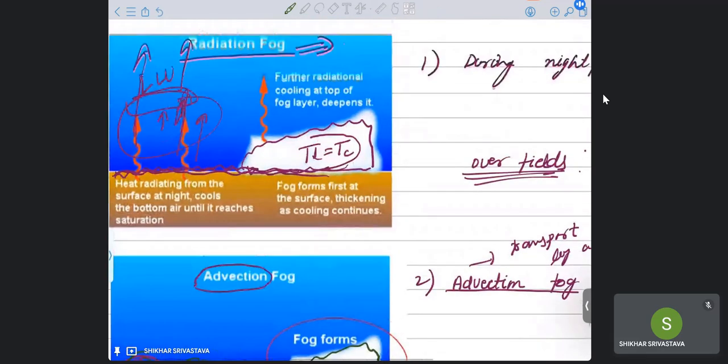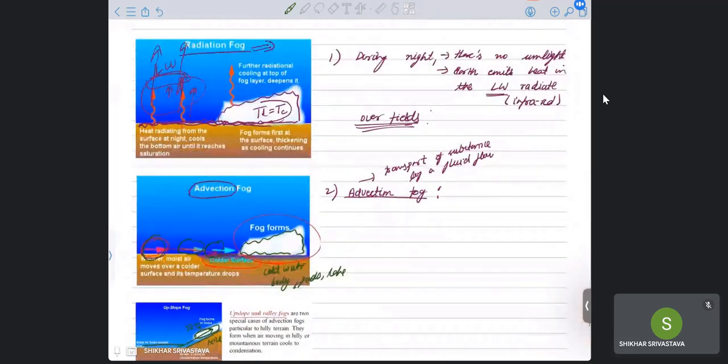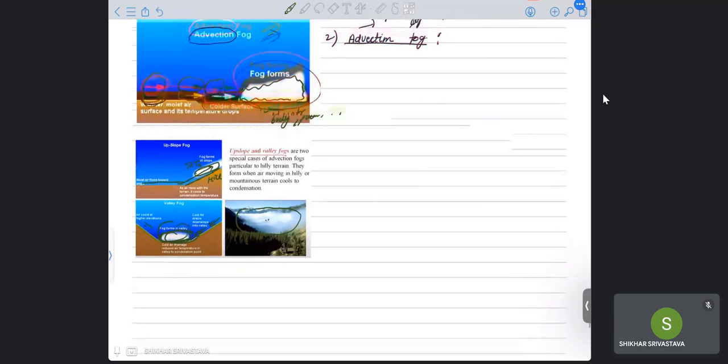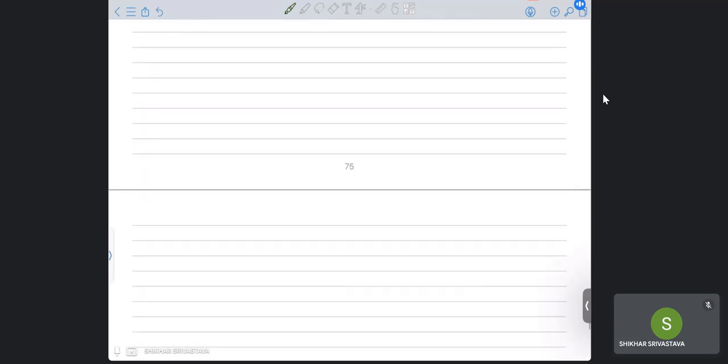In plain regions, we generally see radiation fogs and advection fogs. And we only see them during the winter season, because only during winter is the temperature sufficiently low to cool the air to saturation or dew point. In the summer season the temperature is very hot, even the water bodies are very hot, so in that case you don't get fog. That is why you get fog only in winter season. So these were some topics related to fog.